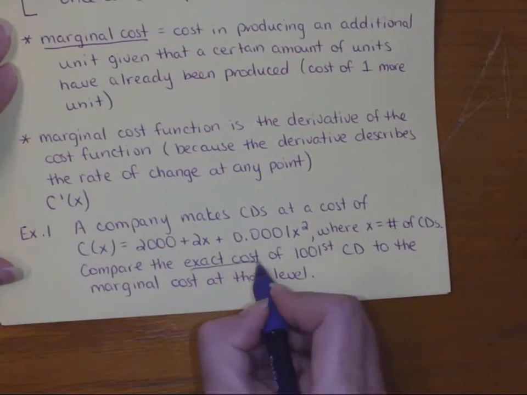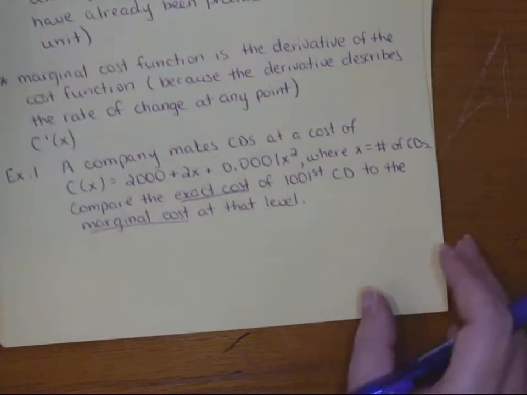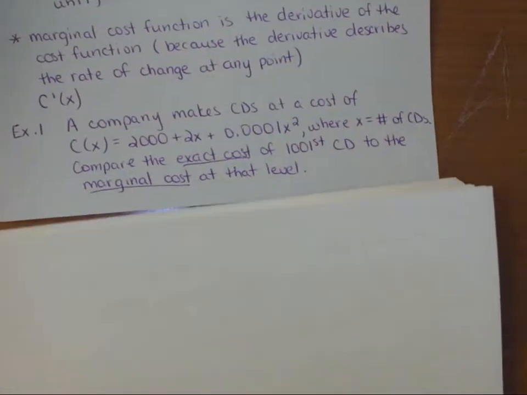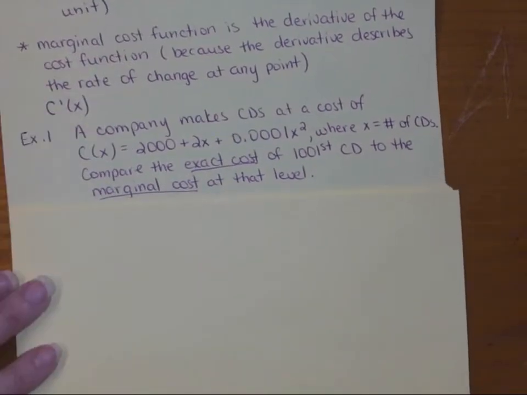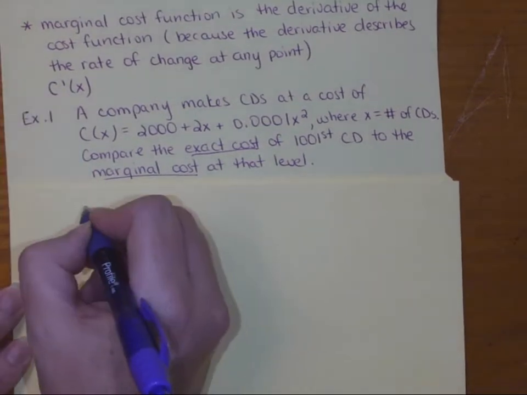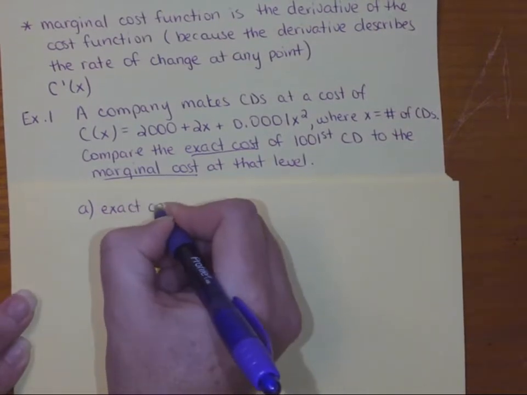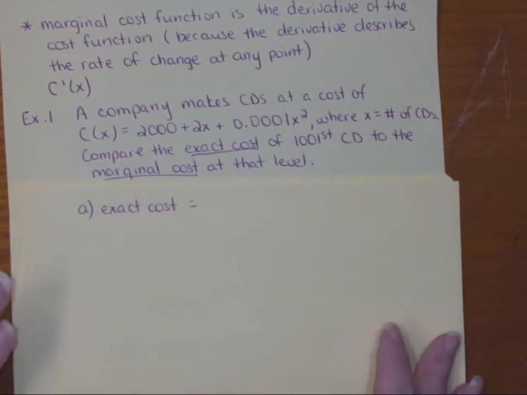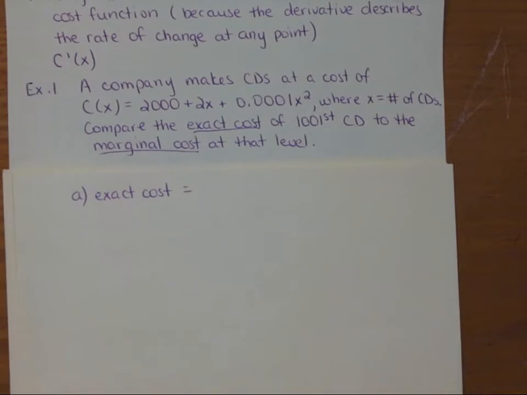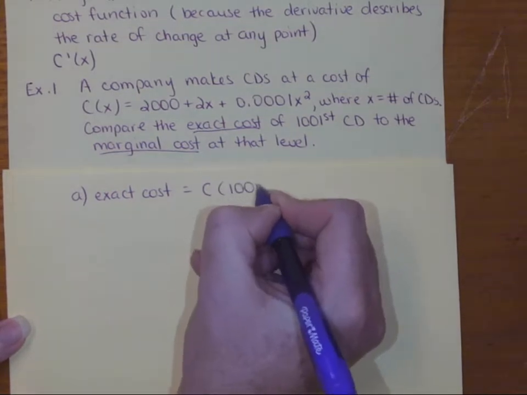So we're going to compare exact cost to marginal cost. In other words, compare means we need to find them both and talk about if they're close, how they relate to each other, and all that good stuff. So let's split this into two parts. Let's look at the exact cost. For the exact cost, you don't need calculus. You don't need derivatives to find the exact cost. The exact cost, first we would start with C of 1,001.